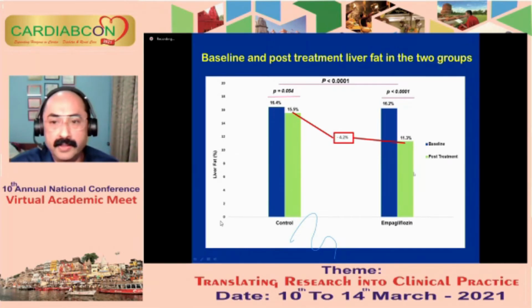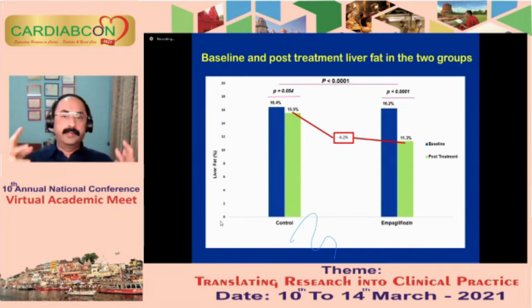But here in the empagliflozin group, you see such a significant decline from 16% liver fat, this is the mean, coming down to 13%. And in between the two groups, there was a 4.2% reduction. Now, 4.2% reduction is a massive decrease in the quantum of fat.